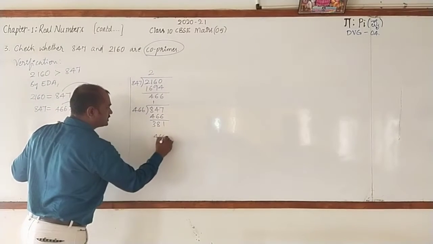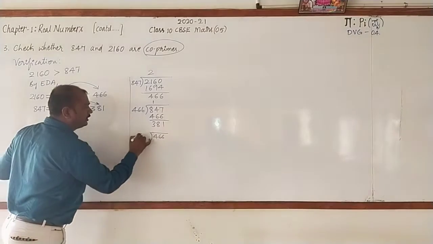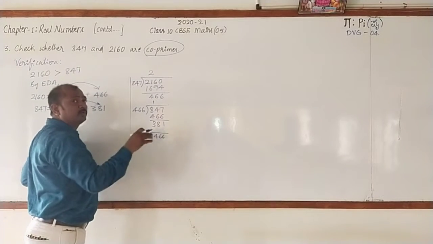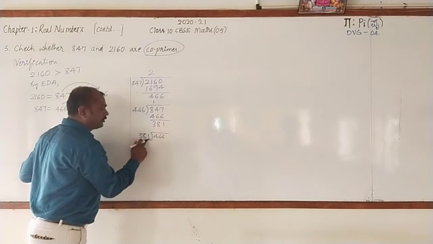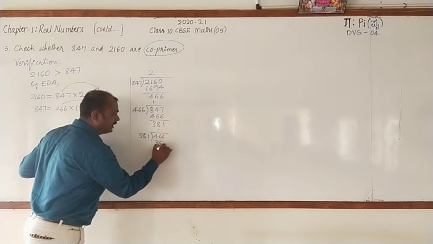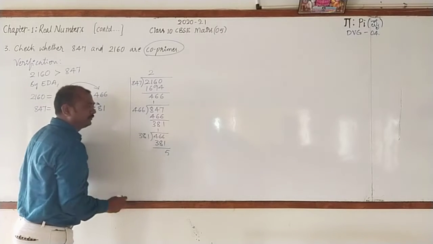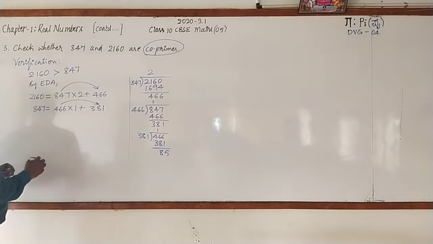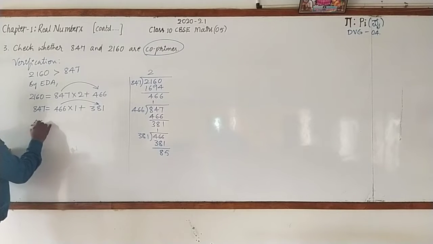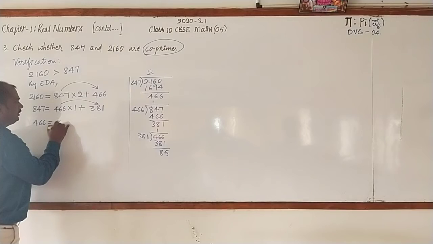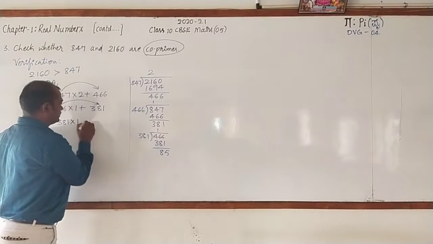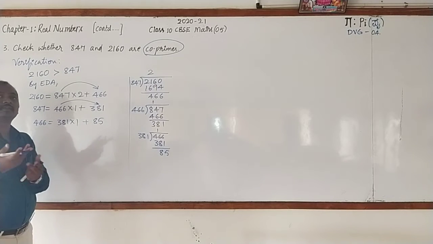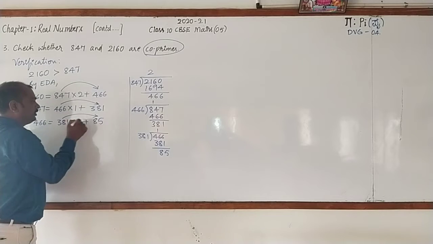Divide 466 by which number? 381. Whether you take 1s or 2s, if you take 2s, it will be more than 600. Hence, you can take 1s. 381, 1s, 381. Now, 6 minus 1, 5. Now, 16 minus 8, 8. 3 minus 3, 0. So, 85 will remain. We can write 466 as 381 into 1 plus the remainder 85. Got it? Again, the remainder is not equal to 0. Hence, you can continue this process.